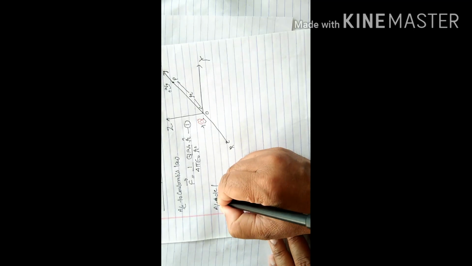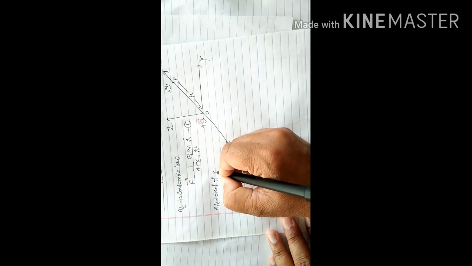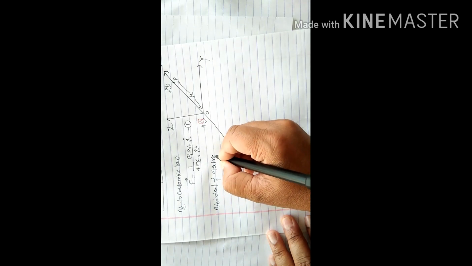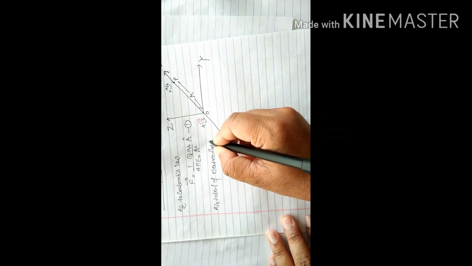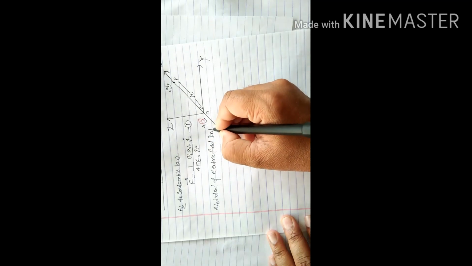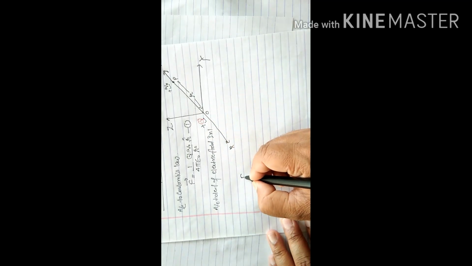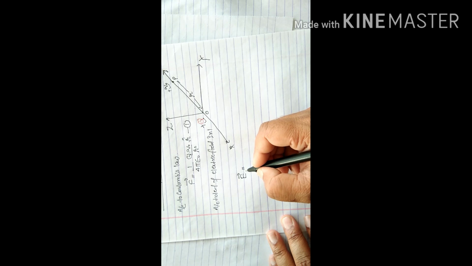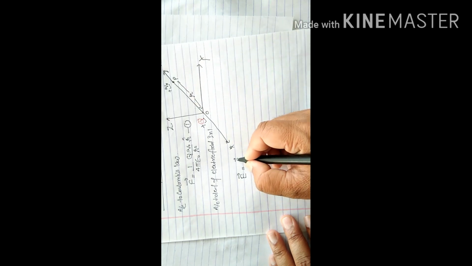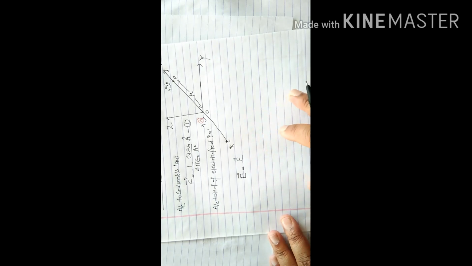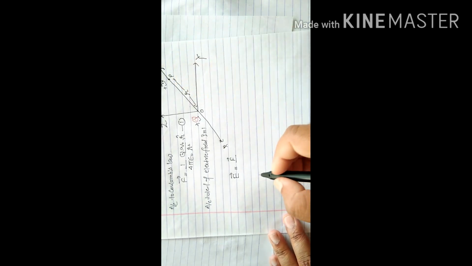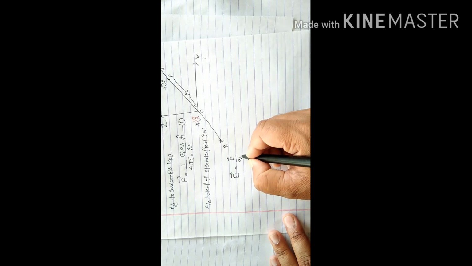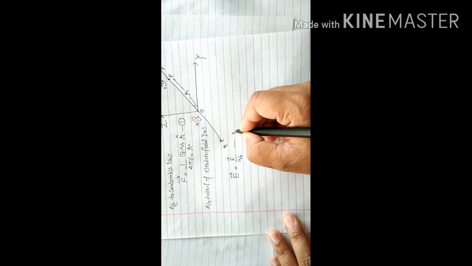And according to the definition of electric field intensity, electric field intensity at any point is defined as the ratio of force between source charge and test charge, which is F, upon the magnitude of test charge Q naught, equation number 2.